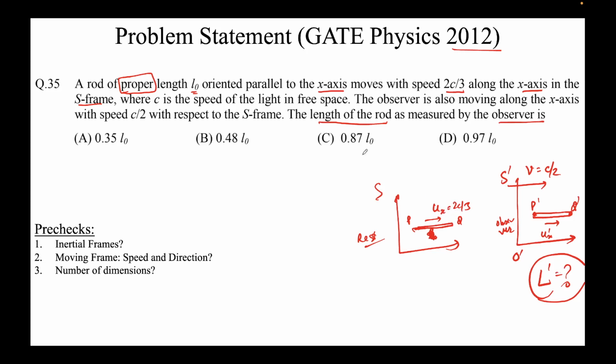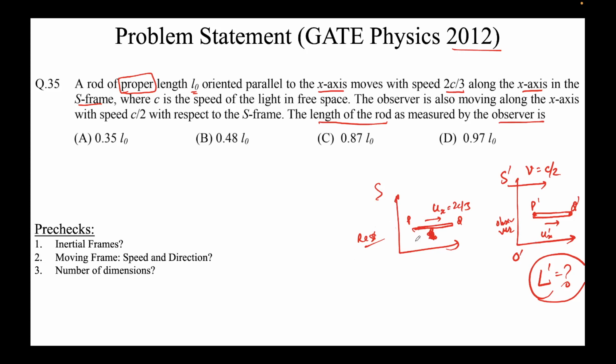Rod is not stationary, and this L0 is measured when you're moving in rod's frame. You're not moving in rod's frame. See, rod's velocity is 2c/3, but the observer's velocity is c/2. So these are two different things. If this were 2c/3, then the answer would be L0 simply, but it's a different velocity. So this observer is moving at a different speed with respect to S.